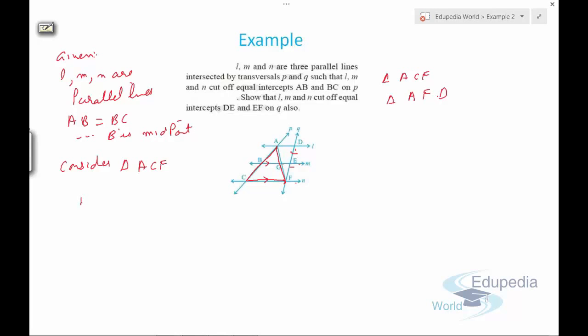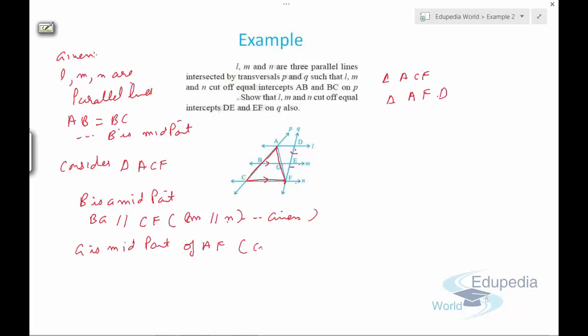So we can write B is a midpoint and BG is parallel to CF. Why? Because it's given M is parallel to N. So we can say that G is the midpoint of AF by the converse of the midpoint theorem, right? So now we can say that AG equals GF. Now consider this triangle AFD, means this is a triangle AFD.